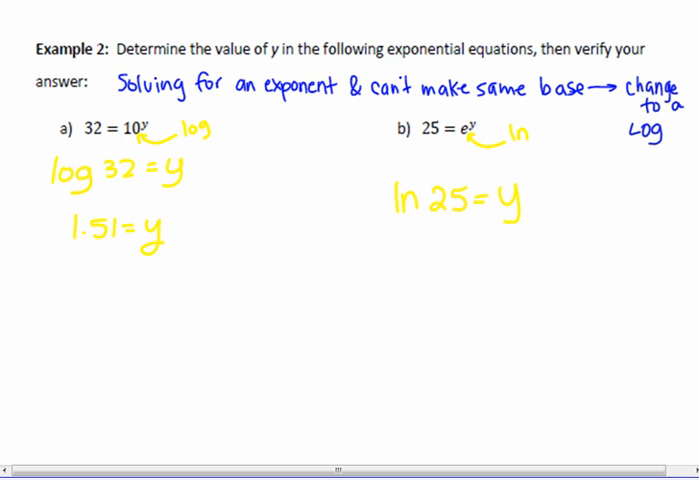I love logs. It's fun. I find it fun teaching. I've got a screw loose. It's a little loose. Okay.